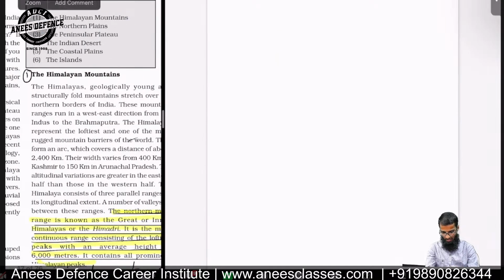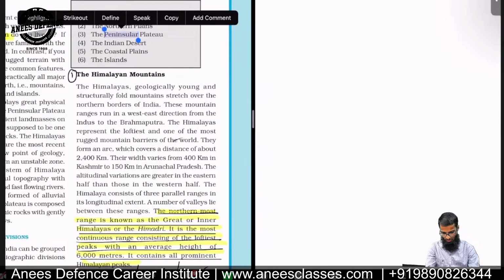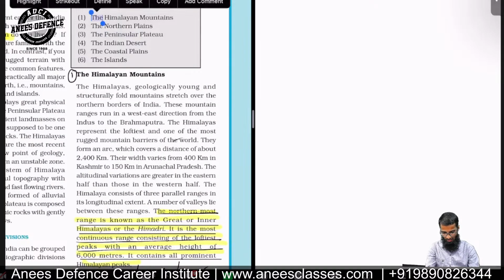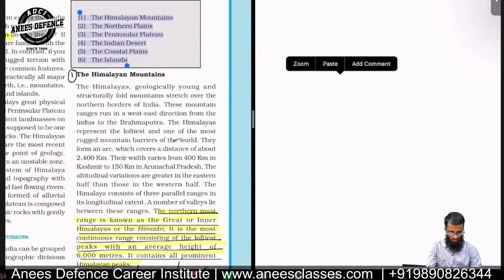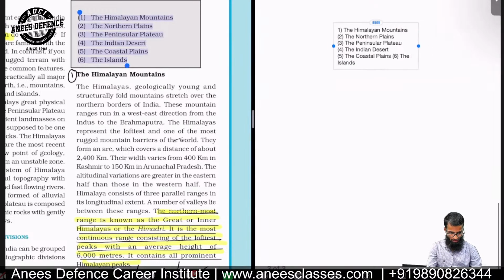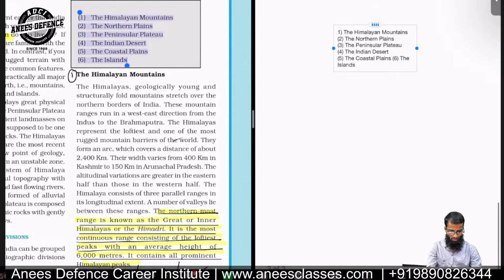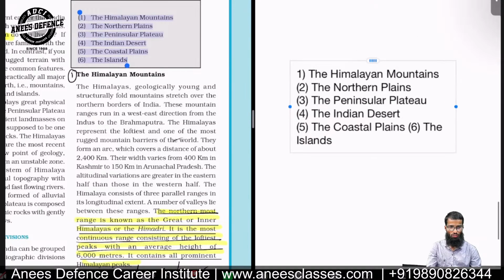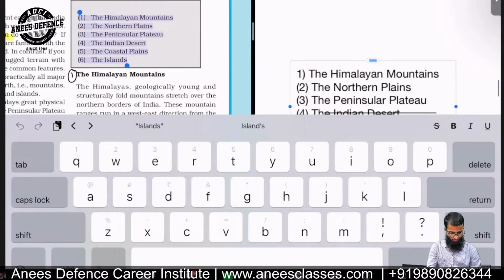So I will copy it here. And I will paste it, to show what we are going to study. Right? This is what we are going to be talking about.